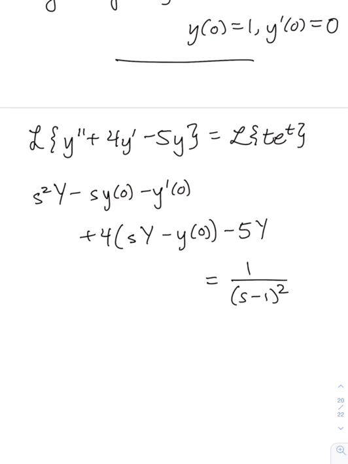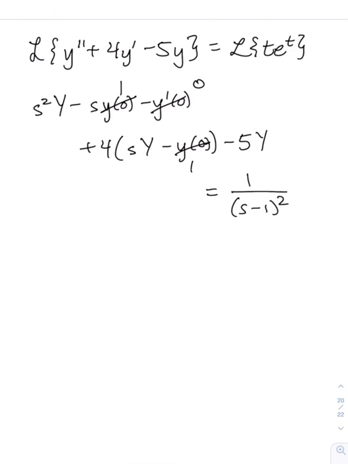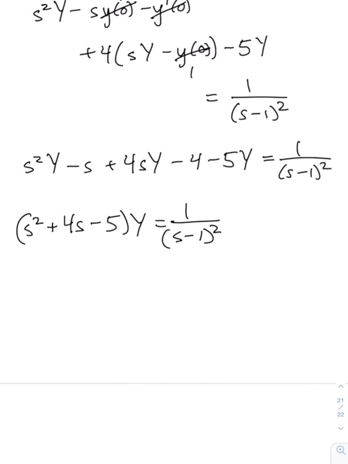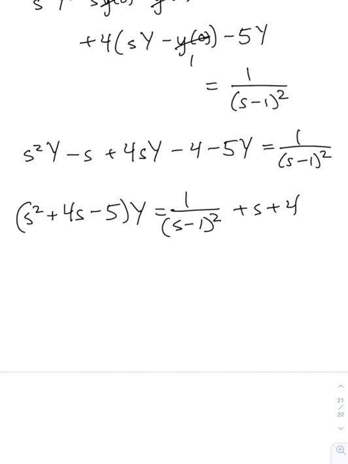In this problem, y of 0 is 1, y prime of 0 is 0. Okay, so simplifying that then, I have s squared capital Y minus s plus 4s capital Y minus 4 minus 5 capital Y is equal to 1 over s minus 1 squared. Gathering all the Y's together, I have s squared plus 4s minus 5 times Y is equal to 1 over s minus 1 squared plus s plus 4. Put that over a common denominator. I get 1 plus s plus 4 times s minus 1 squared.